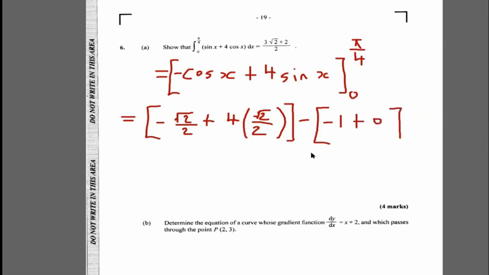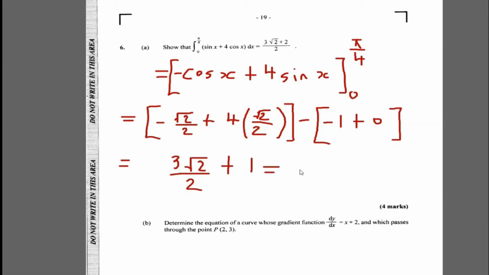All right, so this is what we have now. This works out to be minus root 2 over 2 plus 4 root 2 over 2. Now 4 root 2 over 2 minus root 2 over 2 is 3 root 2 over 2. Just want to make sure. 3 root 2 over 2. And then minus and minus become plus. So that becomes plus 1.